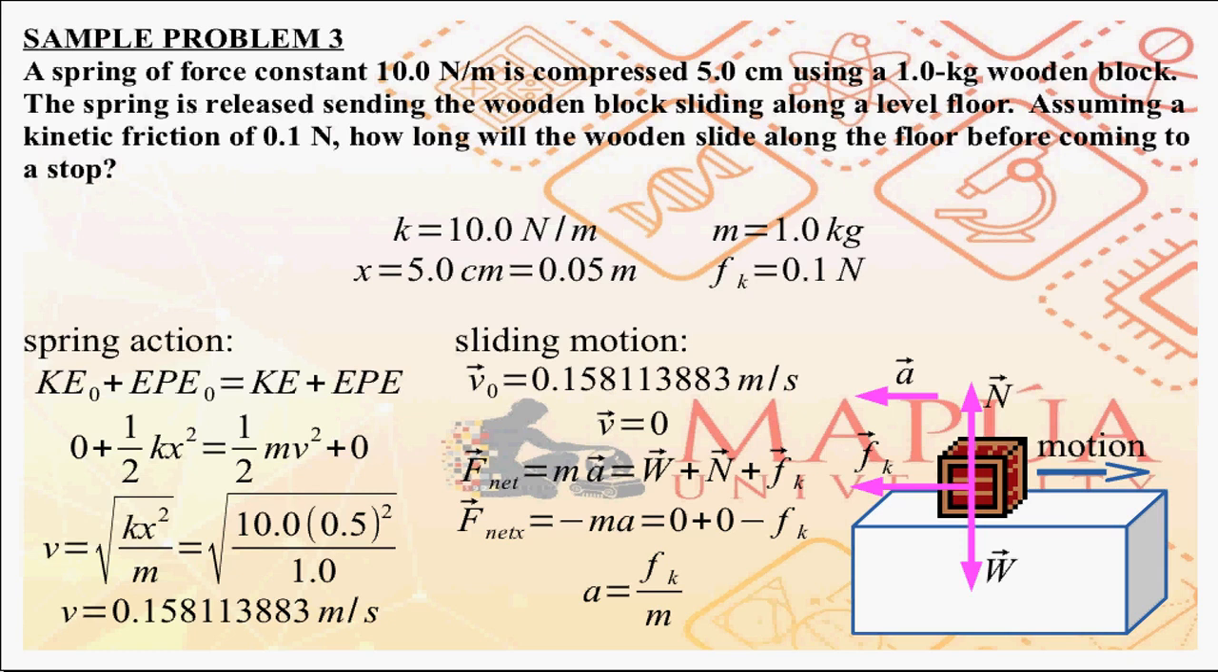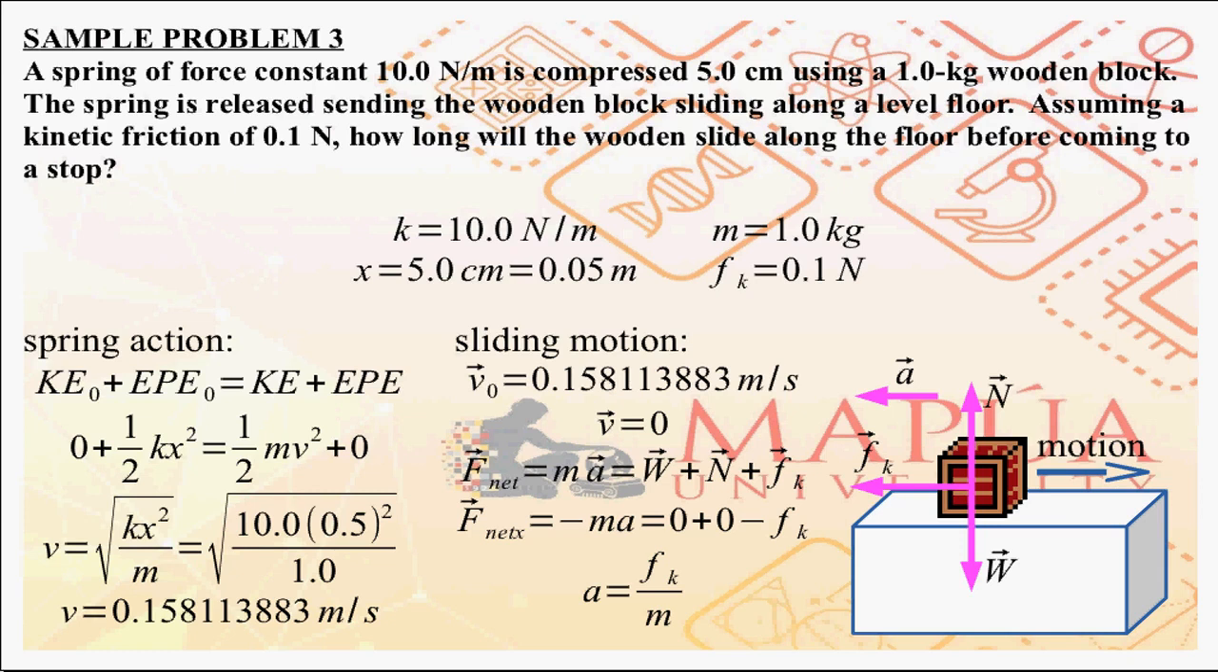From the problem, we know that the spring constant, k, is equal to 10 Newton per meter. The spring was compressed 5 centimeters or 0.05 meters. The mass of the wooden block is 1 kilogram. And the kinetic friction between the wooden block and the floor when the block is sliding has a magnitude of 0.1 Newton. So first, the spring action. The spring is compressed and then released. The spring will push the wooden block, giving it an initial velocity.